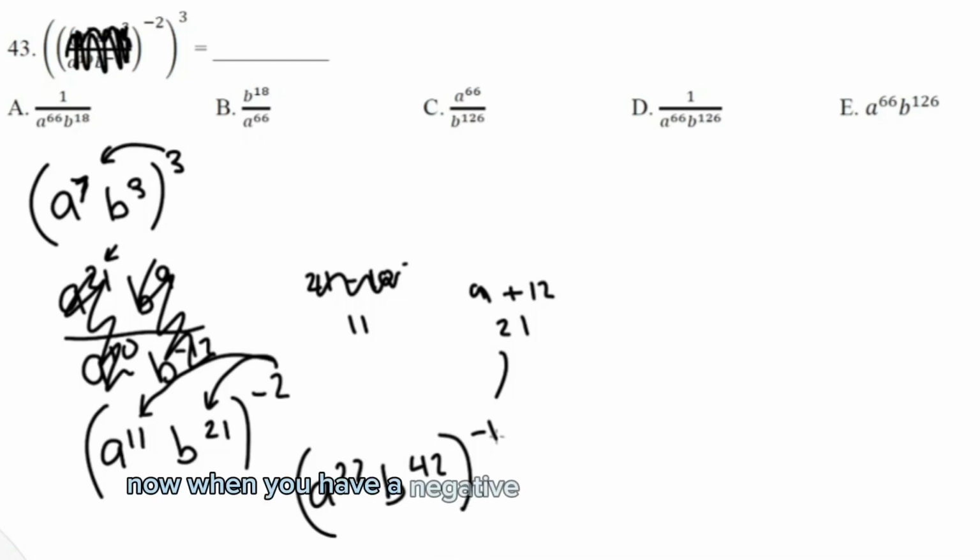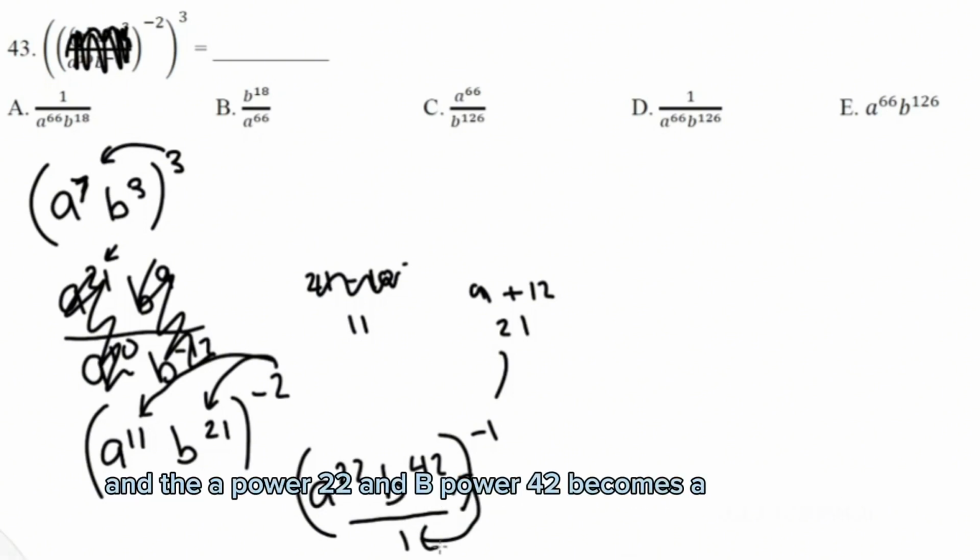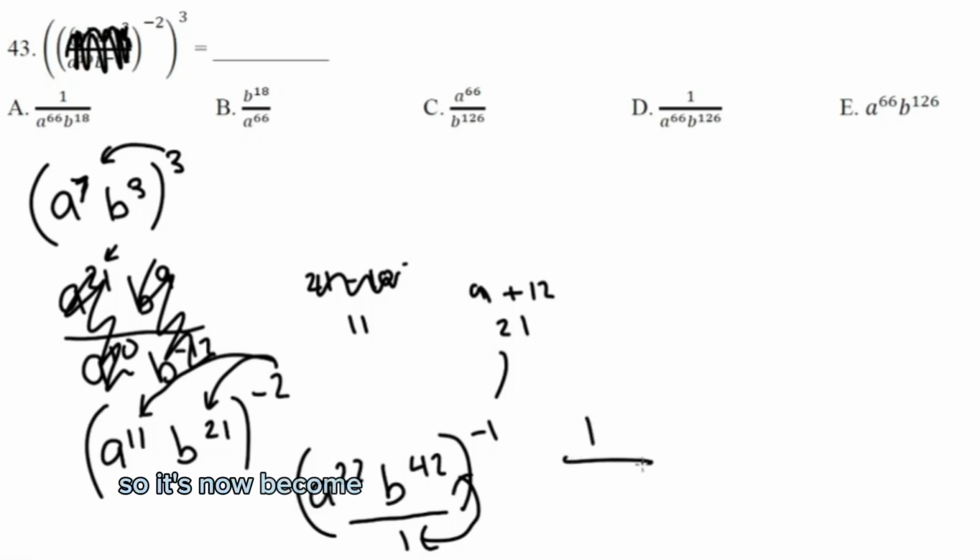Now when you have a negative 1 or any negative value, all you're going to do is, this is right now on top of 1, which means it's the numerator. You're simply just going to do the reciprocal now. So this 1 becomes a numerator, and the a^22 and b^42 becomes the denominator. So it's now become 1 over a^22 times b^42. Okay, now we've done this part as well.